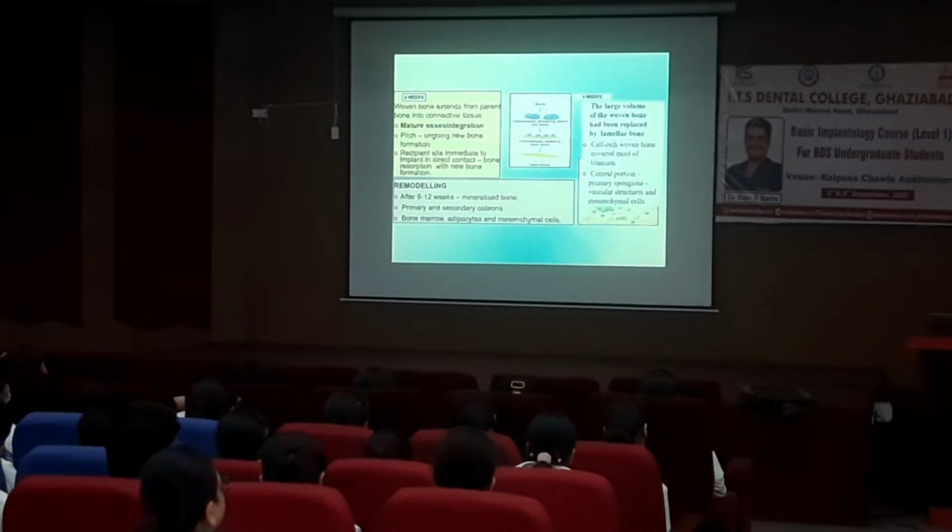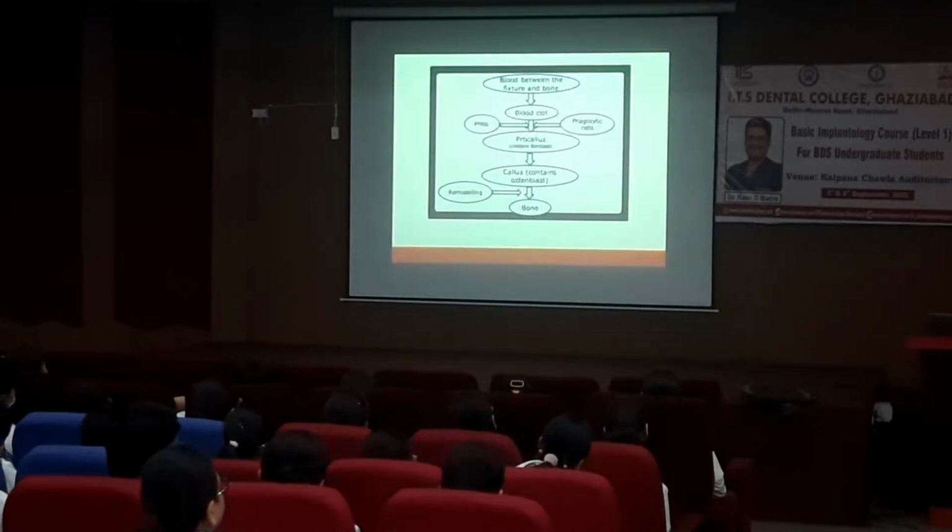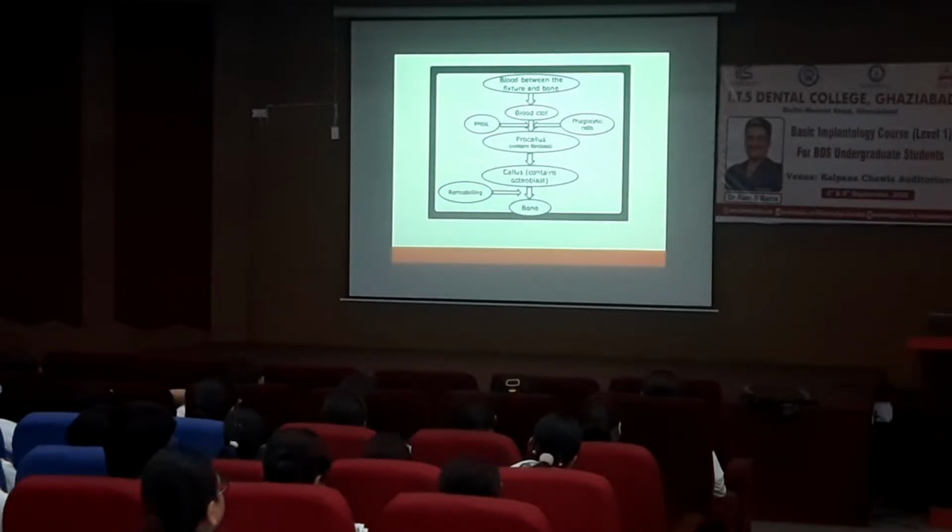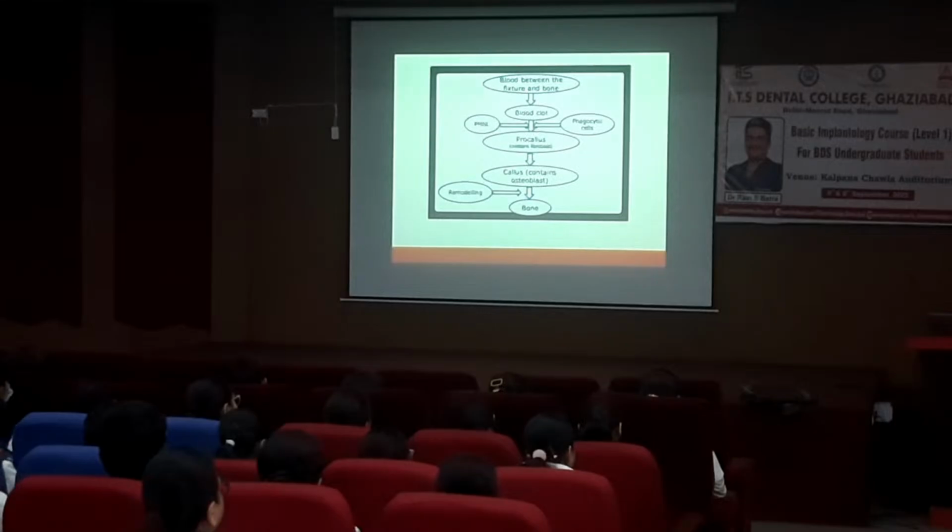For this, you have to understand certain basics of histology. So now we already know first blood forms, that blood clot forms, a provisional matrix forms, procallus forms, then that matrix organizes, slowly lamellar bone forms, and the strength will increase, and when there is sufficient strength, only then can you load the implant under occlusion.